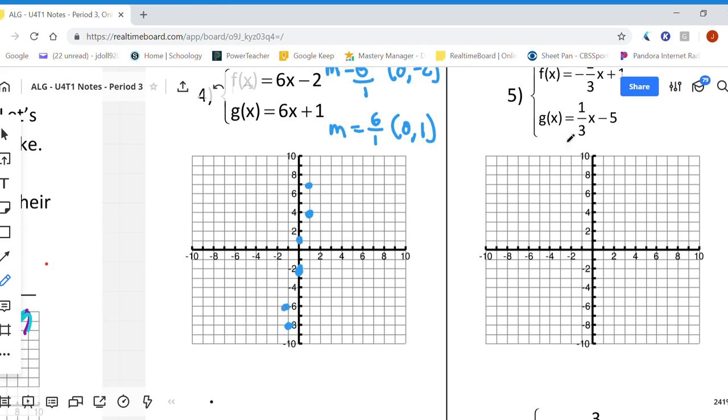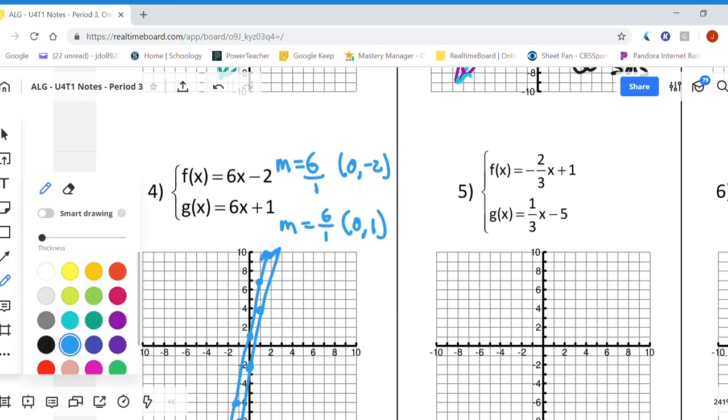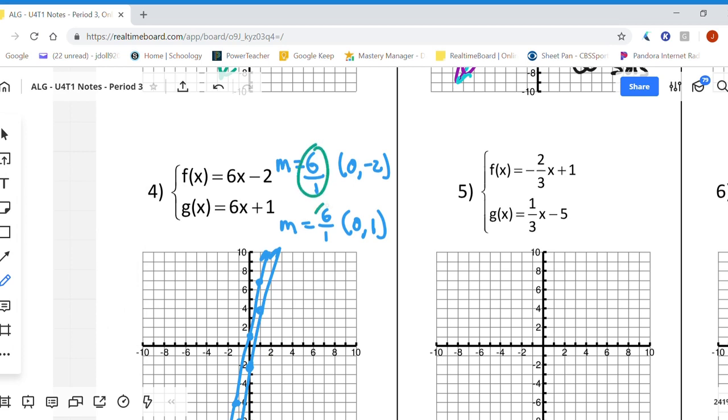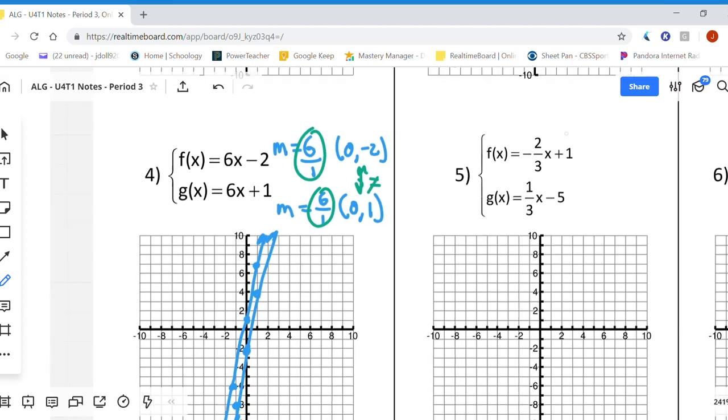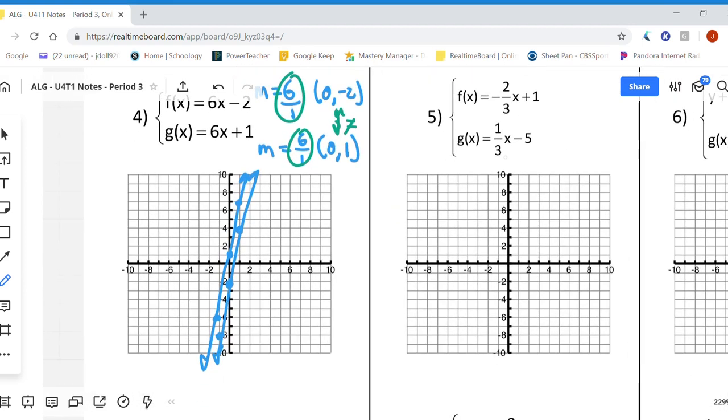This is probably not the best example to show you because they are so close together, but you can see that these two lines have the same slope, right? They have the same slope, but they don't start at the same point on the y-axis, which means they are going to be parallel. So these lines are parallel, which means there are no.